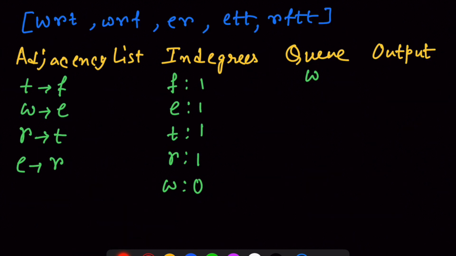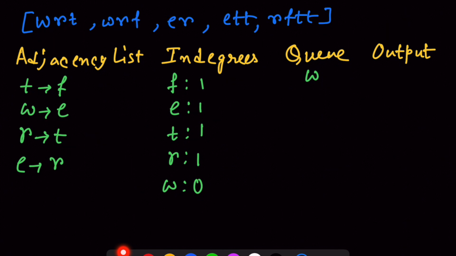Now let's apply this solution to the input given. So these are the words in the alien dictionary, and they come in this order. So I will compare the pairs and create this adjacency list first. Then I will also compute the integrities and then I will do the BFS processing. So WRT, WRF, T comes before F.